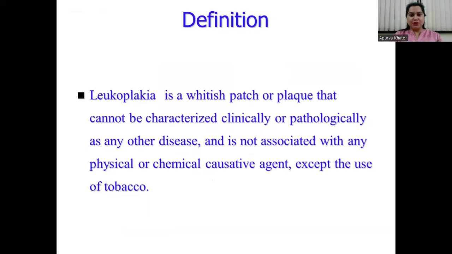So starting with the definition, leukoplakia is defined as a whitish patch or plaque that cannot be characterized clinically or pathologically as any other disease and is not associated with any other physical or chemical causative agent except the use of tobacco. By definition itself, it is clear that leukoplakia can be diagnosed only on the basis of the history that the patient has been consuming tobacco.